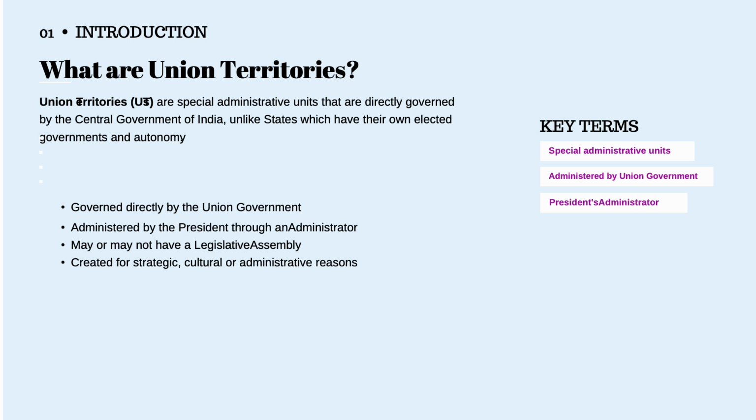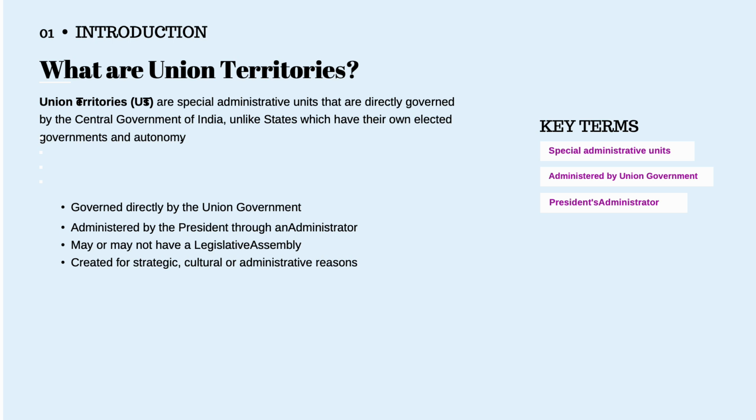They answer to the president, unlike states, in which the formal head of the executive is the governor, and the real head of the executive is the chief minister. But in the Union Territory, the real and the nominal head of the executive is the president. Okay, it is directly controlled by the center.